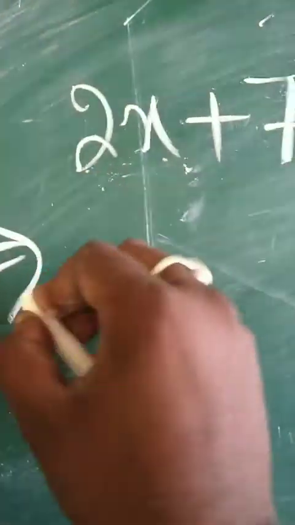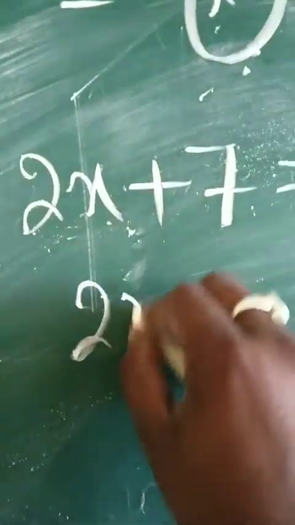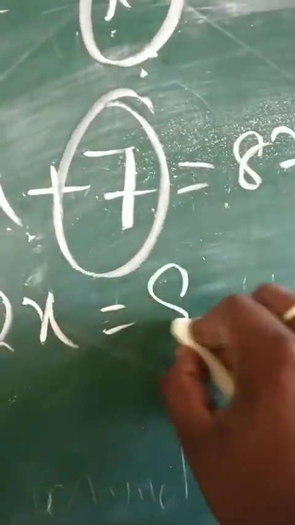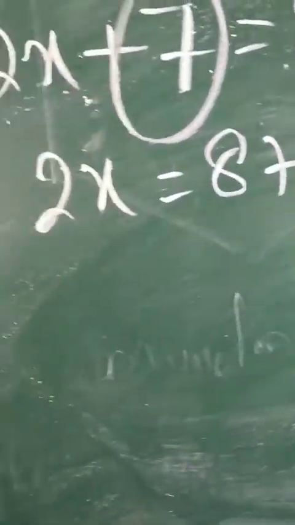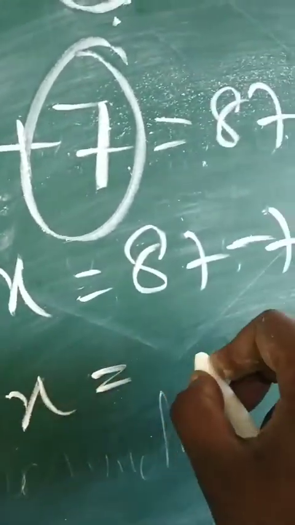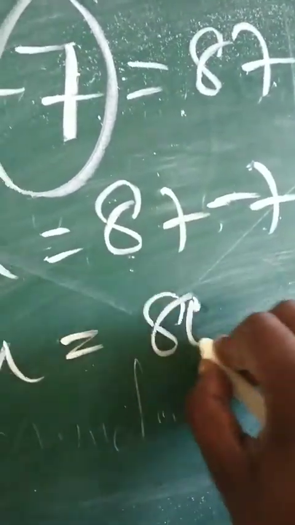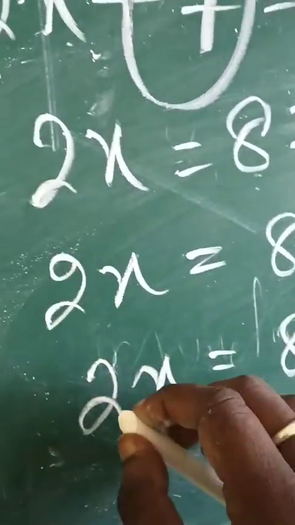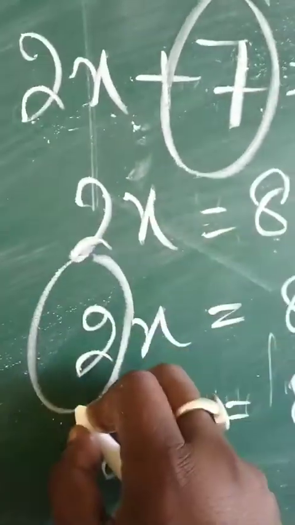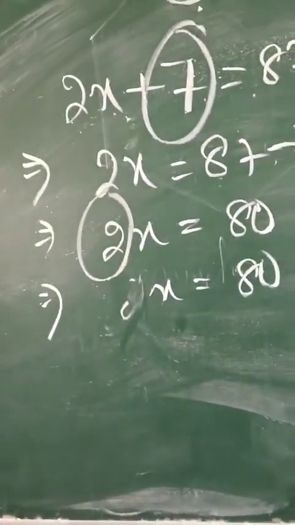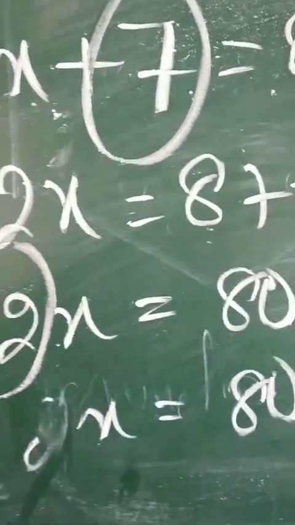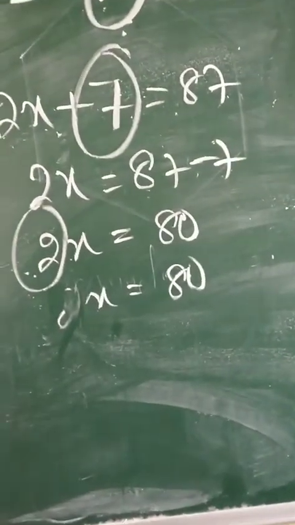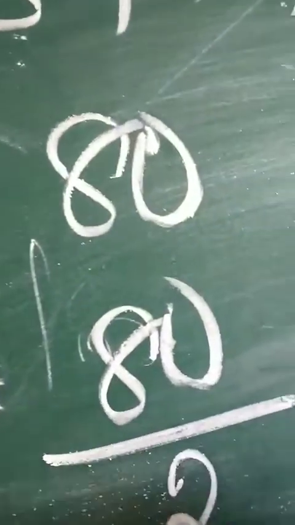Now I'll just write 2x over here. 7 will be transposed from the left hand side to the right hand side. It's going to be 87 minus 7. So I have got 2x is equal to 87 minus 7, which is 80. So 2x is equal to 80, and this 2 will be transposed from the left hand side to the right hand side, as the relation between 2 and x was multiplication. The moment I'm transposing it to the right hand side, it's going to be divided. So it will be 80 by 2.